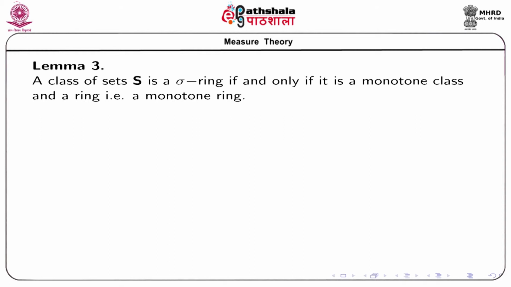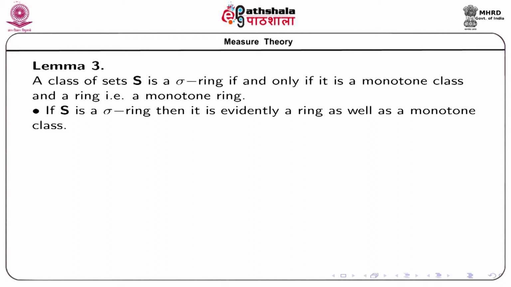We will now prove that a class of sets S is a sigma ring if and only if it is a monotone class and a ring, that is, it is a monotone ring. Observe that if S is a sigma ring, then it is already a ring. Also, it is a monotone class, because a sigma ring is already closed under countable union as well as countable intersection.